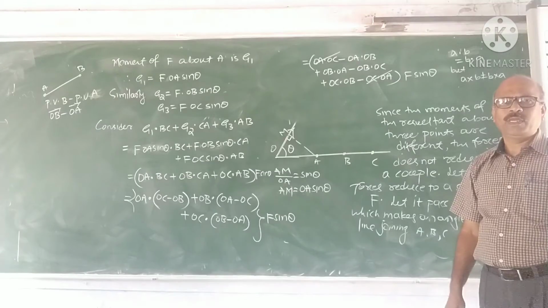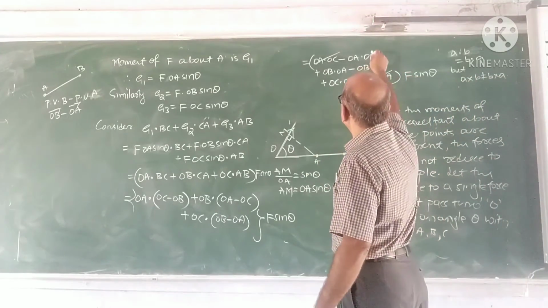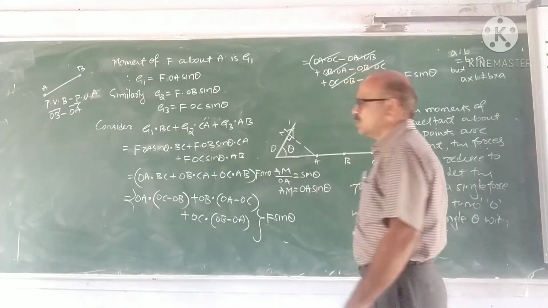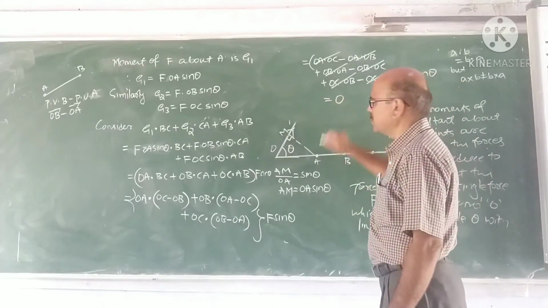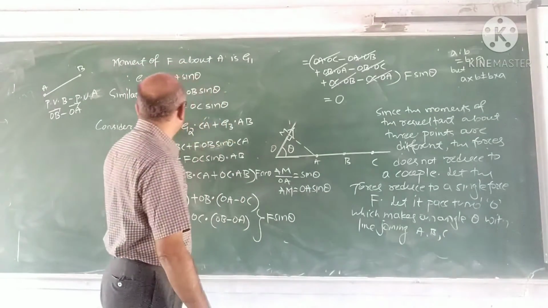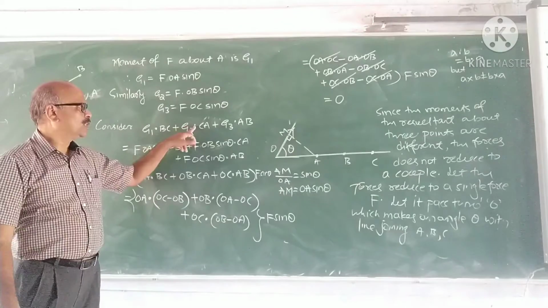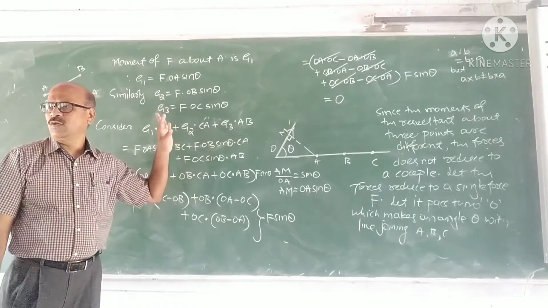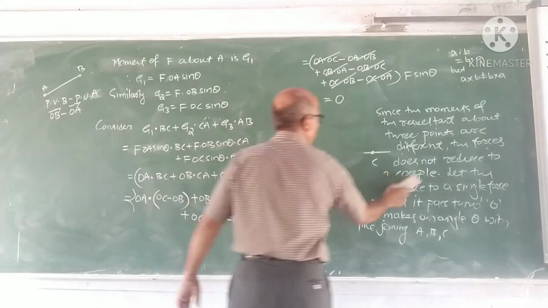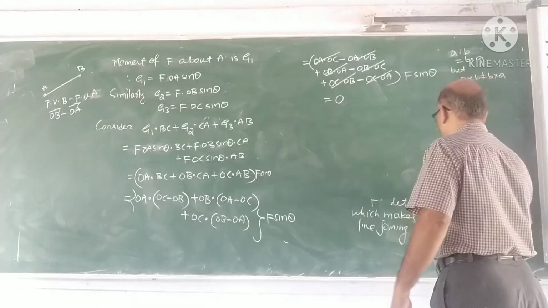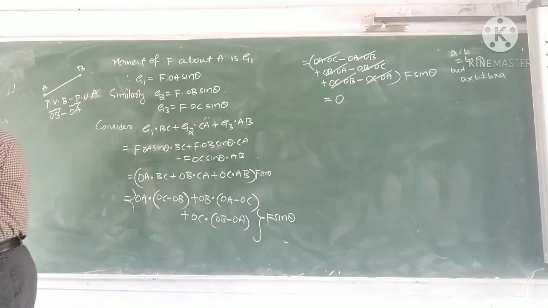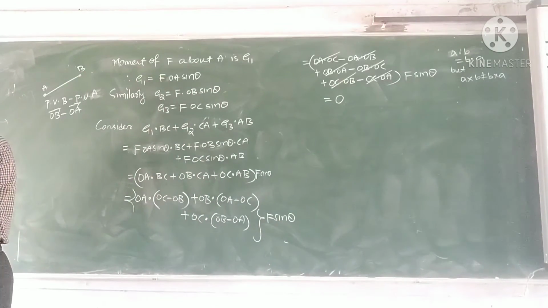It is dot product, and dot product is commutative. Similarly, minus OA dot OB plus OB dot OA minus OB dot OC plus OC dot OB. So it is 0. This important result: G1 dot BC, G2 dot CA, G3 dot AB, it is 0. Complete the proof.